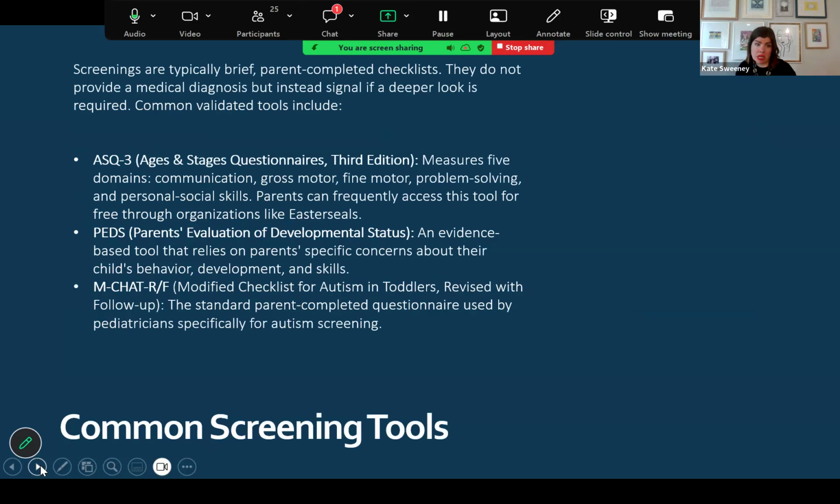So the ASQ-3, meaning the third edition, is quick. It's supposed to take between 10 and 15 minutes for a family member to fill out. It looks at 5 different domains: communication, gross motor, fine motor, problem solving, and personal social skills, and is given by age. It's also available in a bunch of different languages. And again, very informative for families as well.